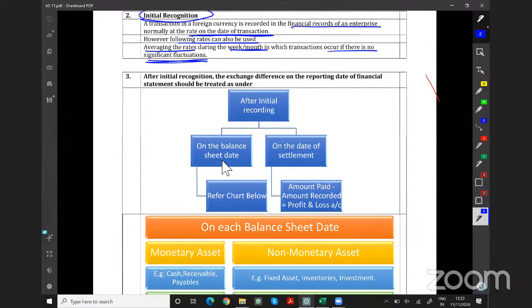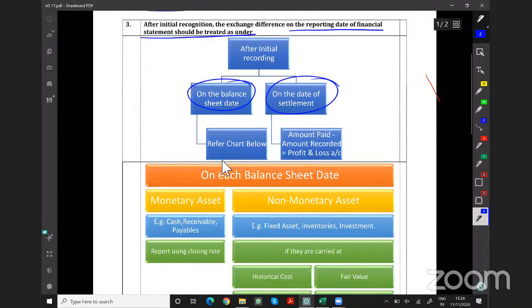After initial recognition, the exchange difference on the reporting date of financial statement should be treated on the balance sheet date and on the date of settlement. In case of balance sheet date, we will refer to the chart below. In case of settlement, the amount paid versus the amount recognized should be considered as my profit and loss.